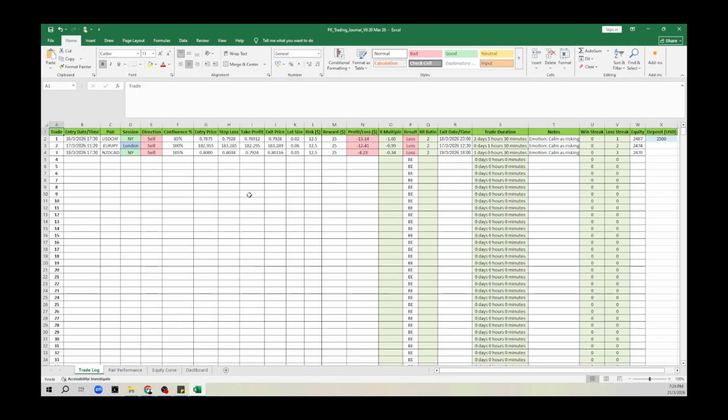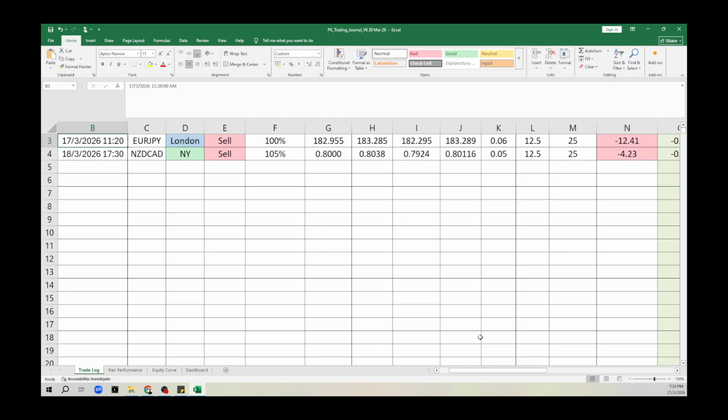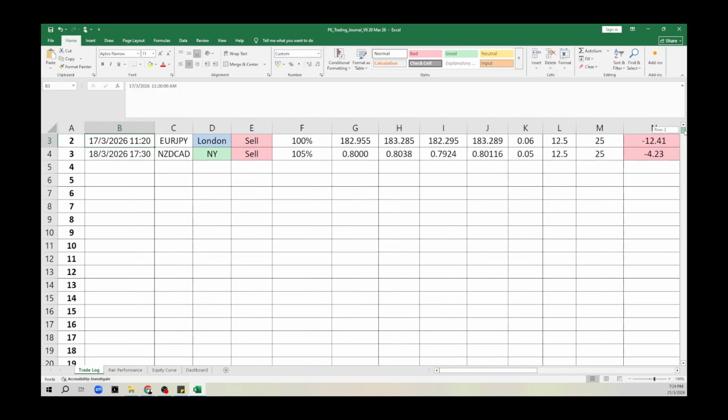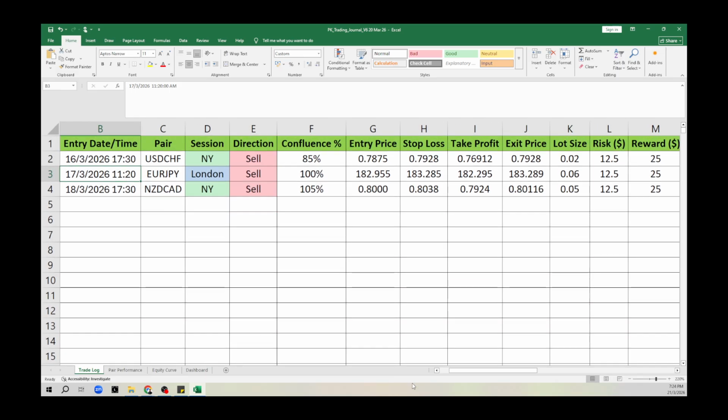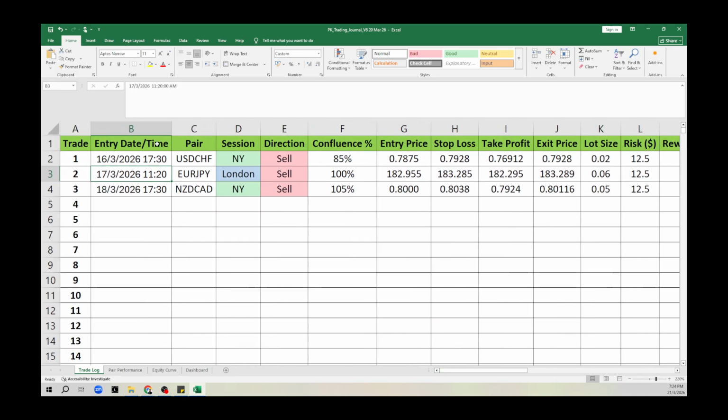Just to recall, in the previous video we discussed the first tab, which is the trade log tab. Let me quickly zoom in. We have been tracking the trades that we are taking. For this particular Excel, I've built it up to 1000 trades, and we will be tracking up to 1000 trades. The columns that you want to be tracking, first of all, is the entry date and time.